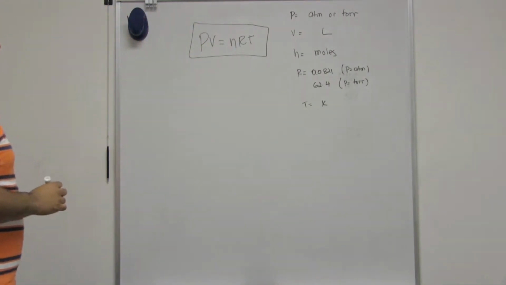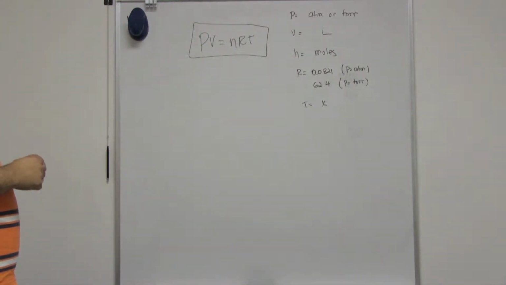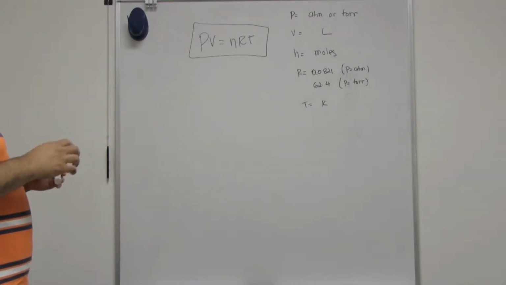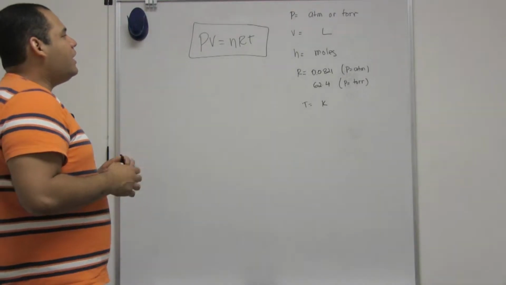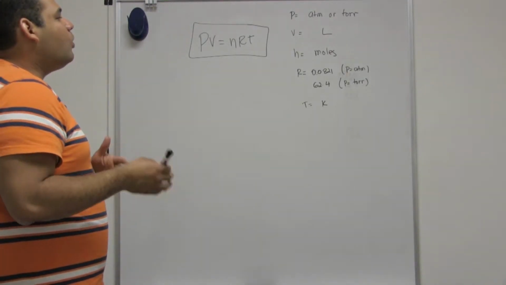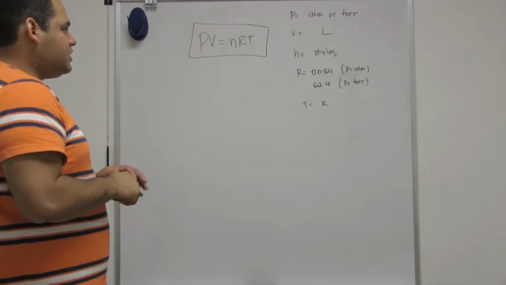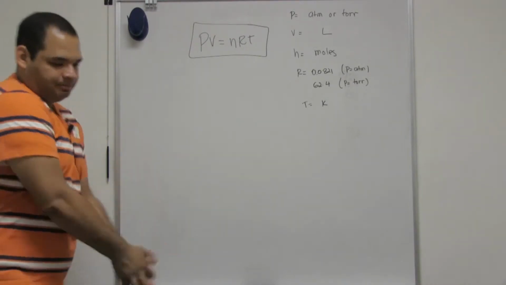So P for pressure, V for volume, n for moles, R is a constant that can be 0.0821 if my pressure is in atm, or 62.4 if my pressure is in torr, and T is Kelvin.